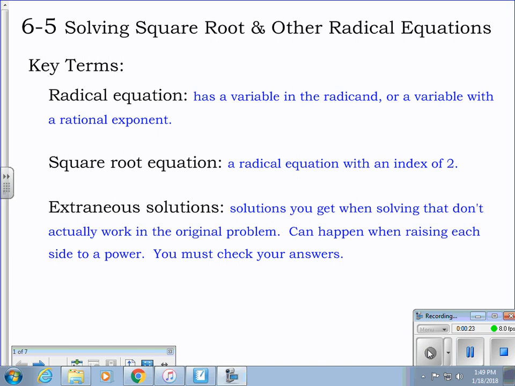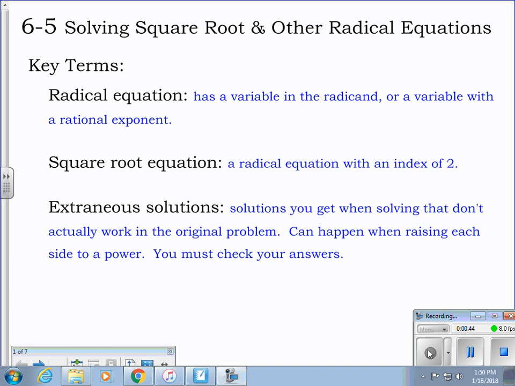So either you're going to have it underneath the radical, either a cube root or a square root or whatever, and a variable is inside the radical. Or, as we did the other day, you can rewrite the radical as a rational exponent. The square root of x is equal to x to the 1/2 power. Those are also radical equations.